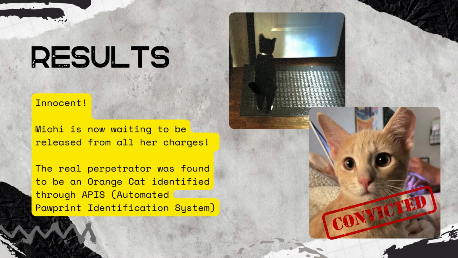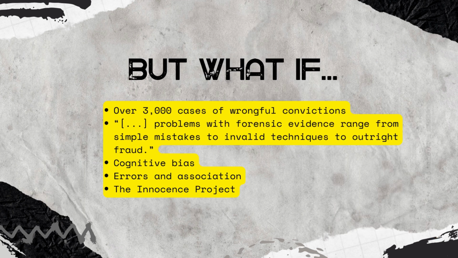Now, in the real world, not all cases follow this storyline. Some suspects are convicted of crimes that they did do, and some suspects are convicted of crimes that they didn't do. And according to the National Institute of Justice, there have been over 3,000 cases of wrongful convictions. This means that at least 3,000 individuals have been convicted for a crime they were found guilty of because of false or misleading evidence. Now, where does this false or misleading evidence come from? Well, the organization states that problems with forensic evidence range from simple mistakes to invalid techniques to outright fraud.